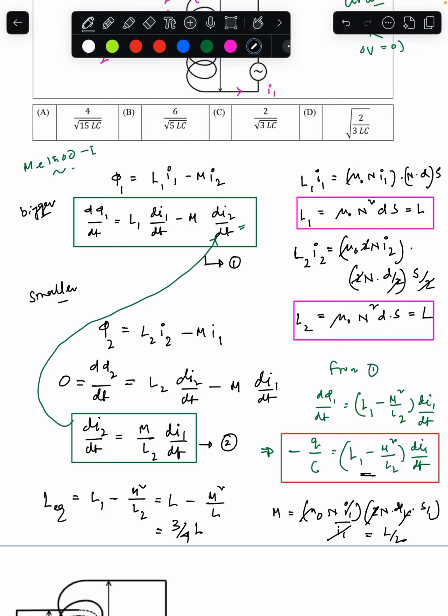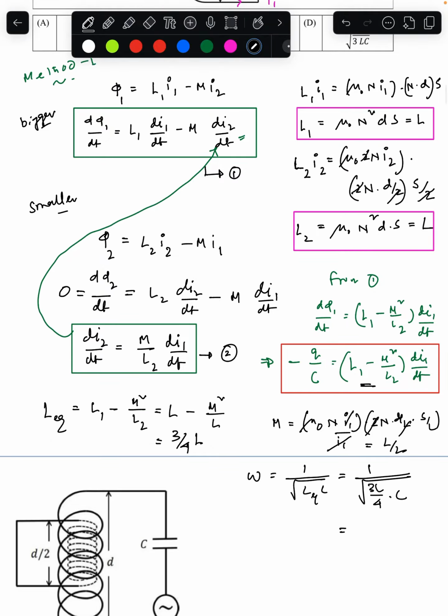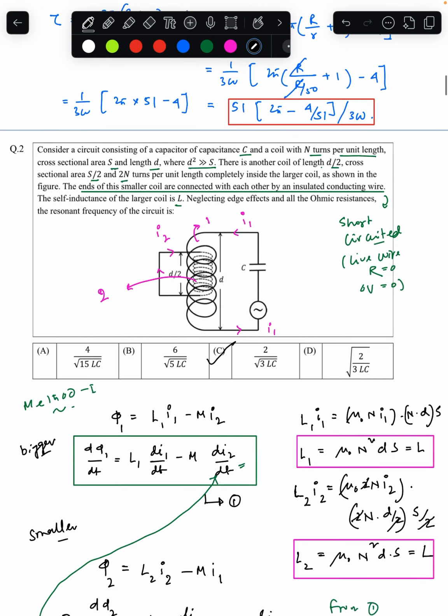So once 3/4 of L, omega is equal to, we know, 1 by under root of L equivalent into C. So 1 by under root of 3L by 4 into C, and hence the result is coming 2 divided by under root of 3L into C. So that's the answer of this question. So yeah, we are going for option C.